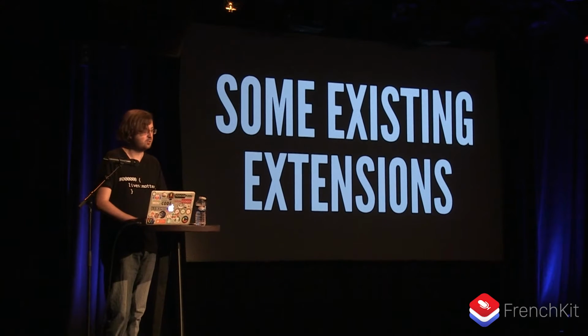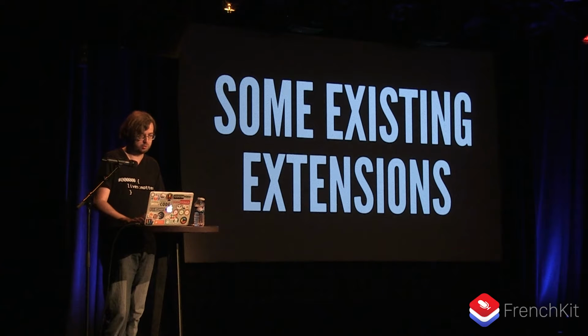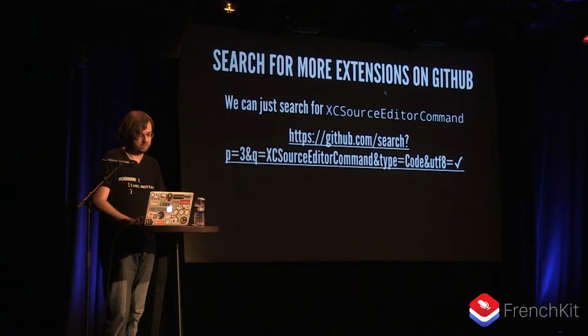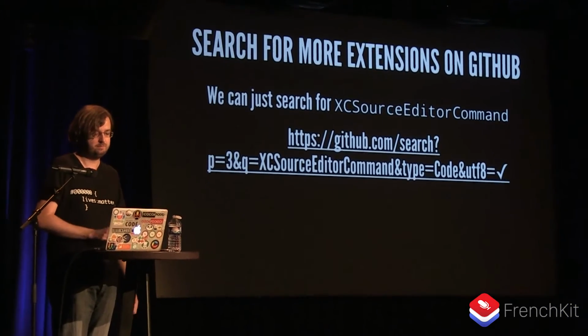Which also just tells us we should look at some existing extensions. I have one that I want to show because it does some interesting things with the host app. A way to find more extensions on GitHub is to search for XCSourceEditorCommand, and you will find a bunch of extensions. The last time I checked, there were like 40, some of them in different states, but there are at least 10 or 20 which do things. So there's a bunch of stuff to try out.